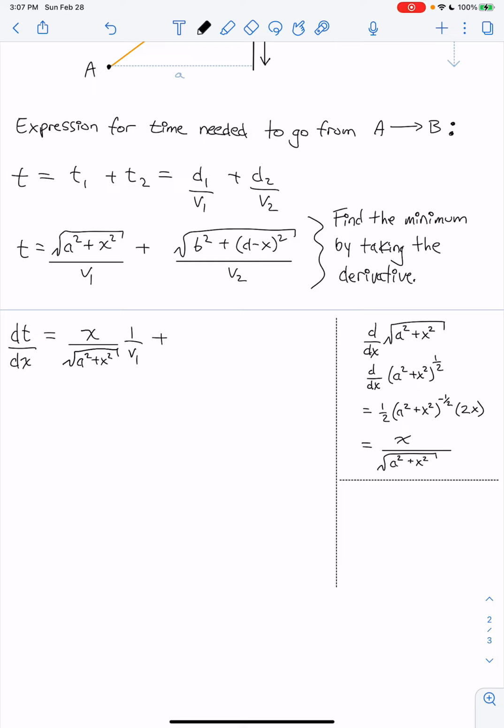And then the next one is going to be very similar, but instead of x we have d minus x, but the form is identical. So we're going to have d minus x, but the way this works out, we actually have a negative sign because the derivative ends up producing this negative sign because of the way that we've defined d and x. Okay, so we have a negative sign here, and then we have our b squared plus d minus x squared. And then, of course, we have our 1 over v2.